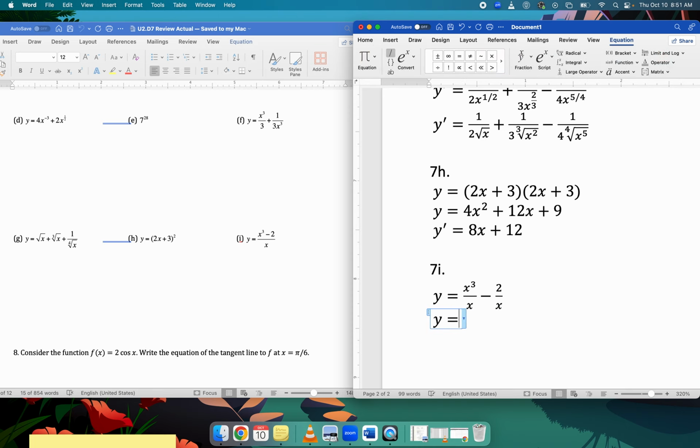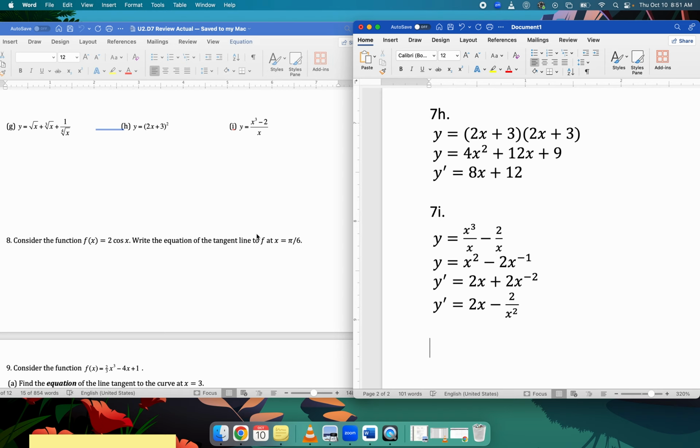I think I still need to rewrite this. That first term simplifies to x squared. That second term simplifies to minus 2x to the negative 1. Now I'm ready to take the derivative. Y prime is 2x plus 2x to the negative 2. That means y prime is 2x minus 2 over x squared.